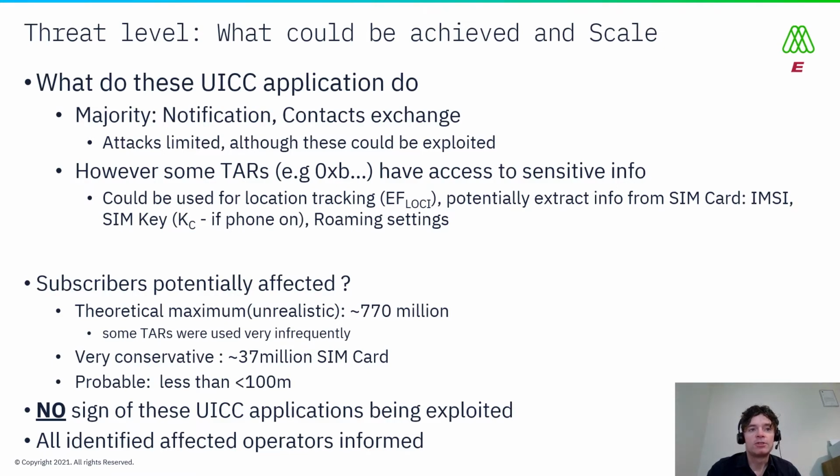But the good thing about this though is that from our investigation over the last 6 months to a year, we don't see any of these applications being exploited. This is very, very different from the SAT browser, which we saw being exploited by a surveillance company. So this is very, very good news.